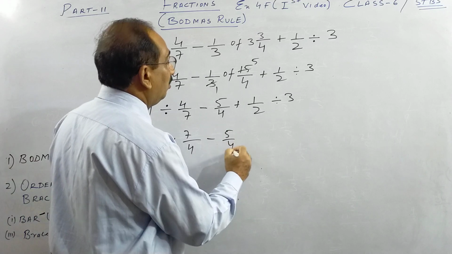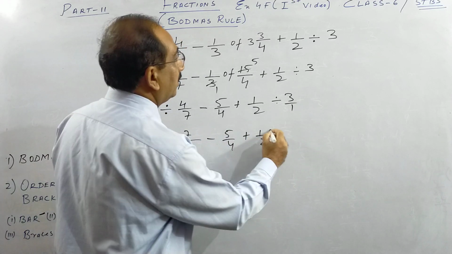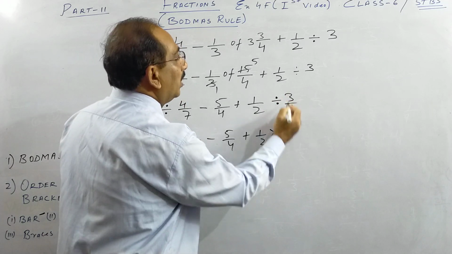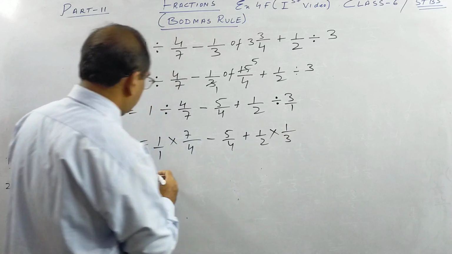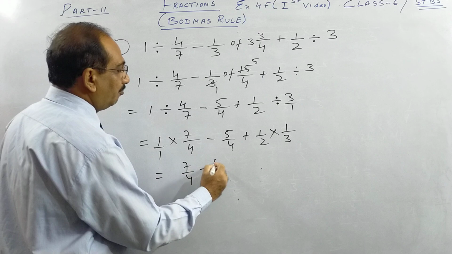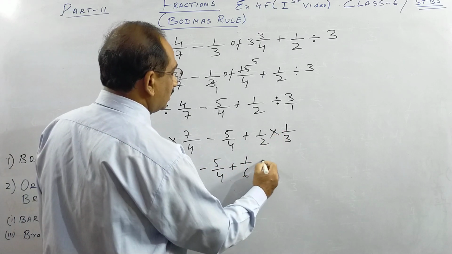Minus 5 by 4 plus. So here you can imagine 1 to be in the denominator. When it gets into multiplication, 1 goes up, 3 comes down. So what we are left with? 7 by 4 minus 5 by 4 plus, nothing cancels, 1 by 6.